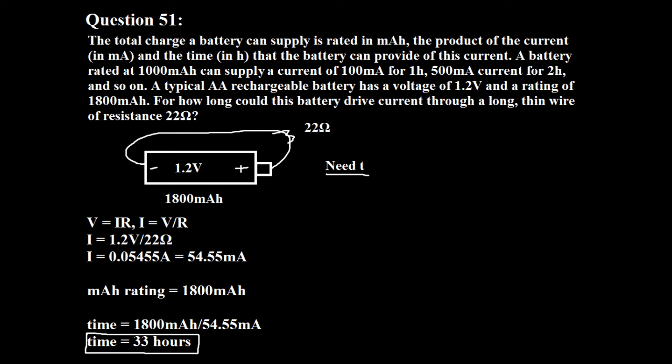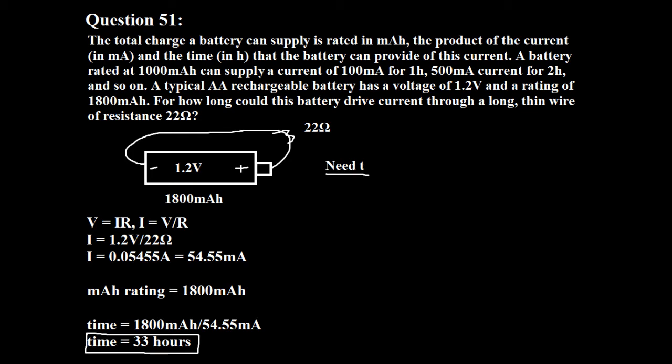Looking at the diagram, we see that we need time, or T. Ohm's law, once again, is voltage equals current times resistance. Rewriting it gives us current equals voltage divided by resistance. Plugging in the values, we have 1.2 volts over 22 ohms, which gives us 0.05455 amperes, which is equal to 54.55 milliamperes.